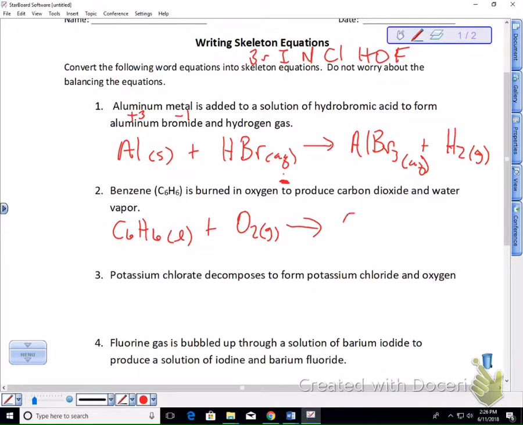So we're going to make carbon dioxide, CO2. I hope all of you know that CO2 is a gas. And then we're also going to make water, which in this case is a liquid.